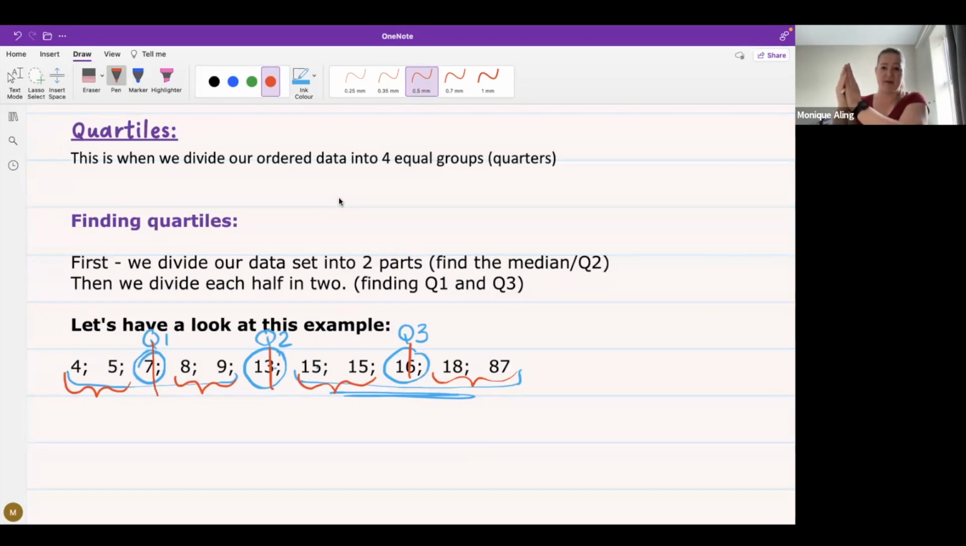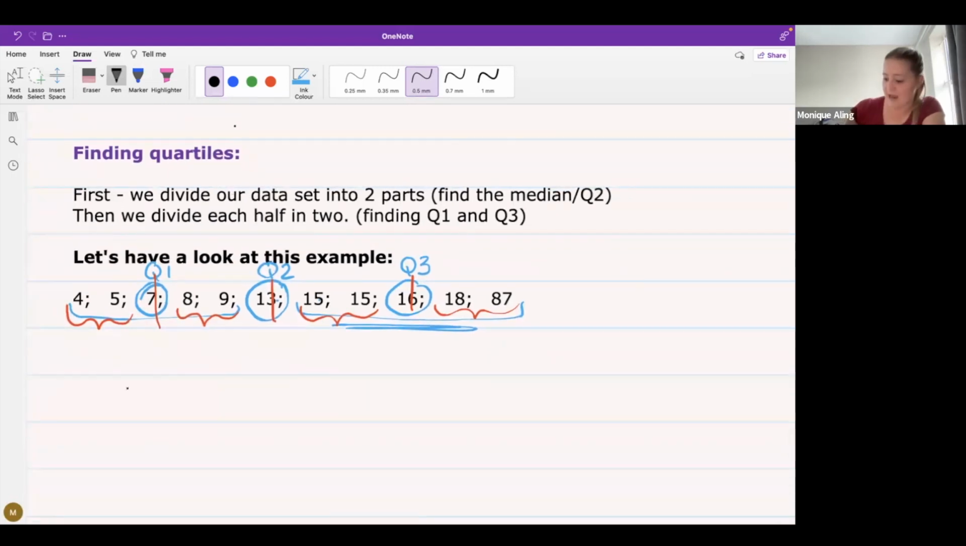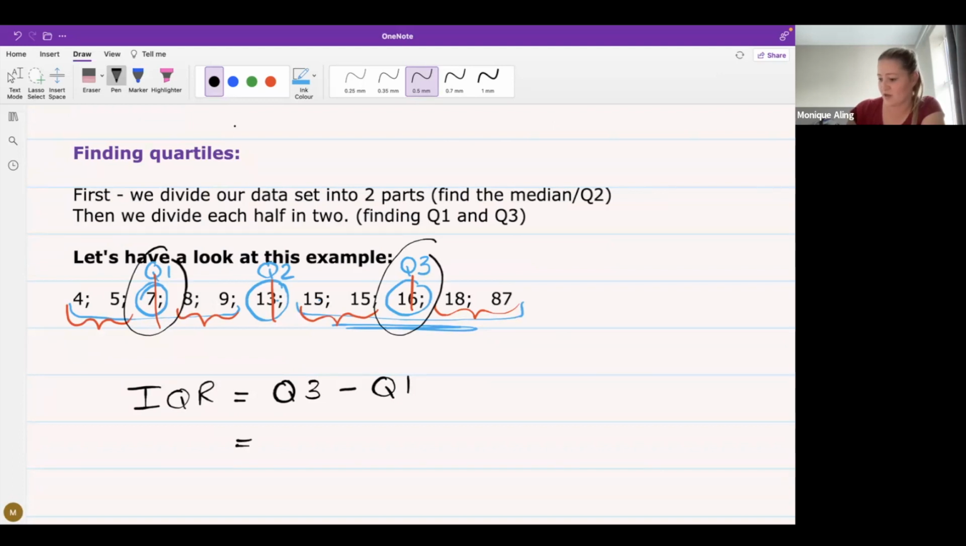Okay. Now remember our formula for interquartile range. We said that our IQR is Q3 minus Q1, our highest quartile minus our lowest quartile. Q3 is 16, Q1 is 7, so our interquartile range is 9.